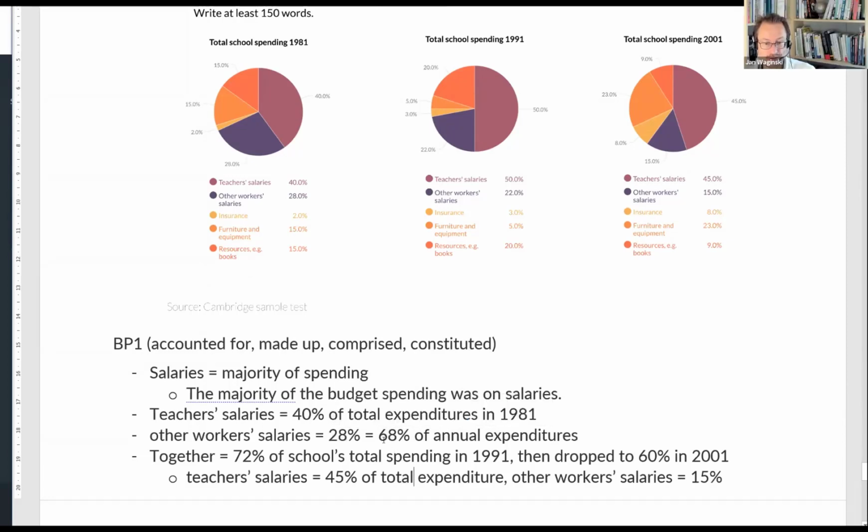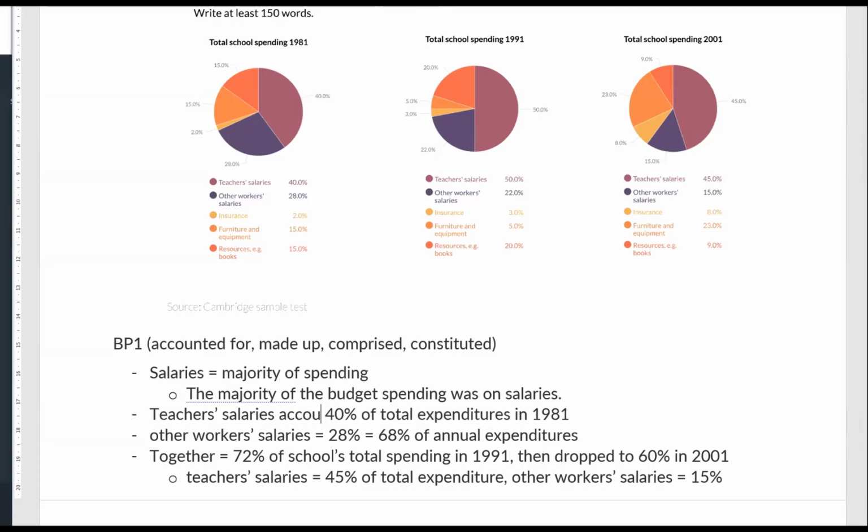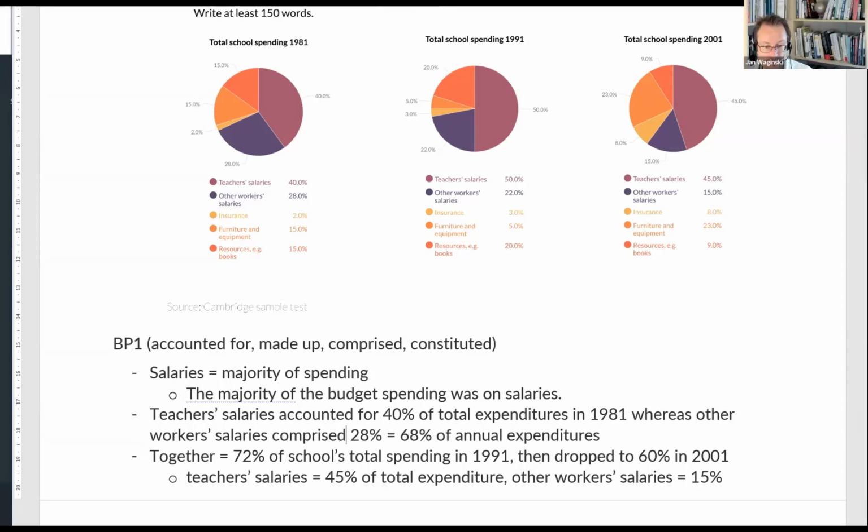Remember, this author decided to lump together the teacher and other worker salaries. That whole paragraph is talking about them separately and then combining them. So the teacher salaries accounted for 40% of the total budget, whereas the worker salaries accounted for 28% of the budget in total, or so instead of accounted for, I'm going to use comprised. Comprised of. Right. You want to switch between these words. Both of these constituted the 68% of annual expenditure.